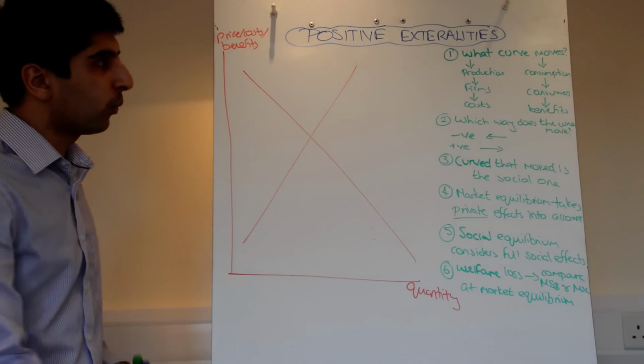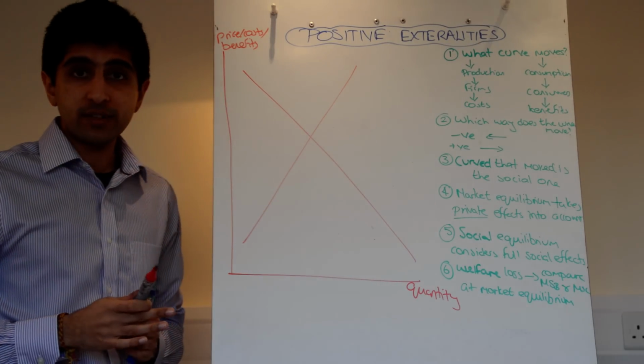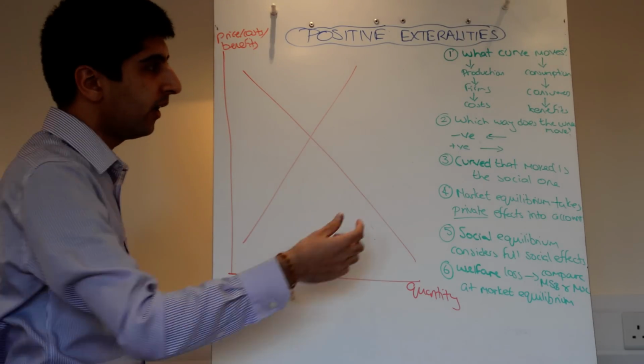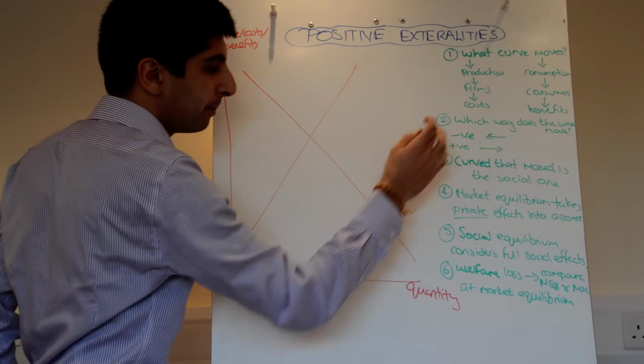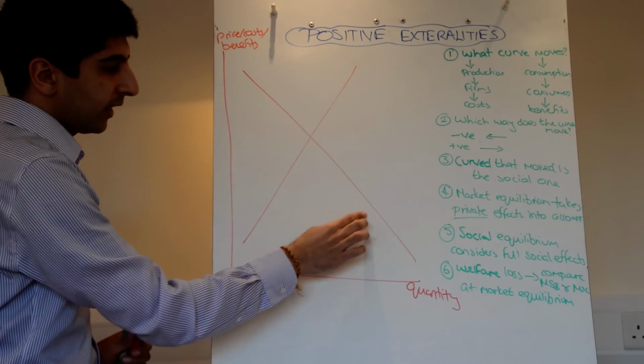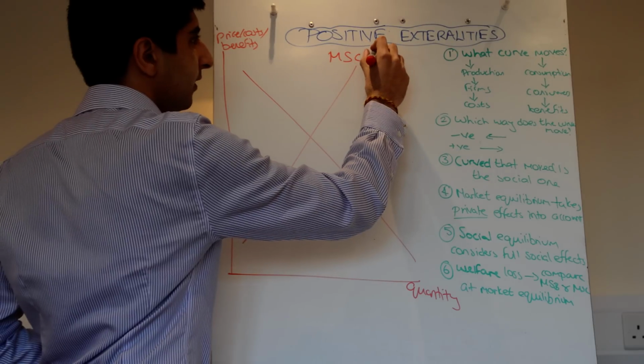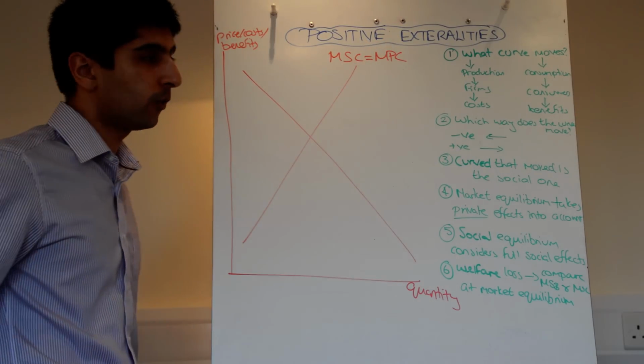We now need to work out which curve moves. A positive externality in consumption means we're looking at consumers generating it. Which curve relates to consumers? The benefits curve, this one. So that's the curve we're moving, which means the other one you just keep the same, label it MSC and MPC. We're not touching that one at all.